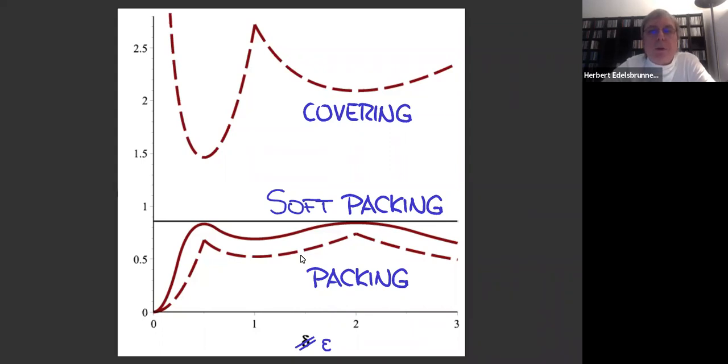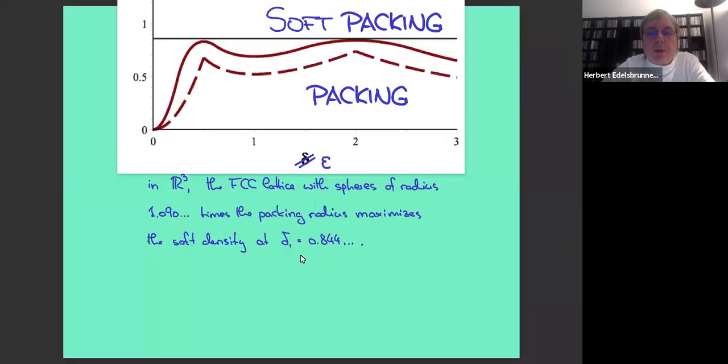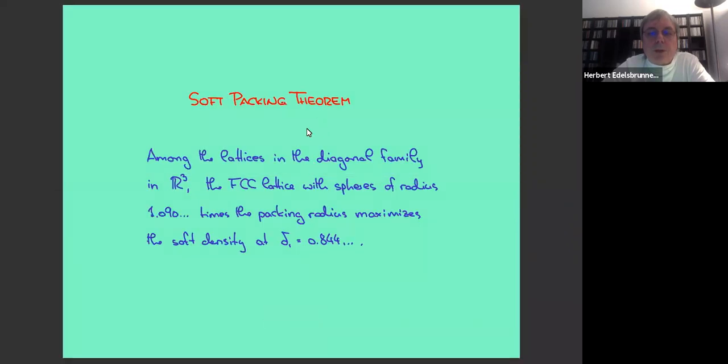Okay, so this is telling you the result. But here's the theorem about soft packing. Among all the lattices in this one parameter family, the FCC lattice maximizes the soft density. And I'm going to define the soft density a little bit later. I denote it by delta 1. Delta itself is the classical density, and delta 1 will be the soft density.